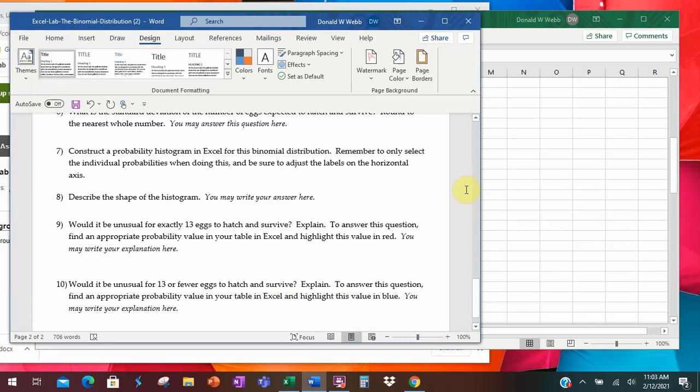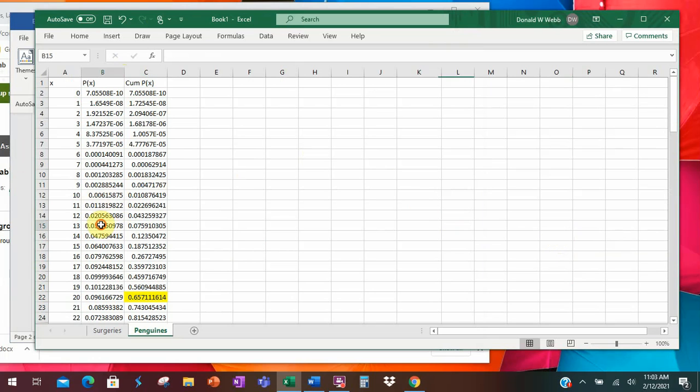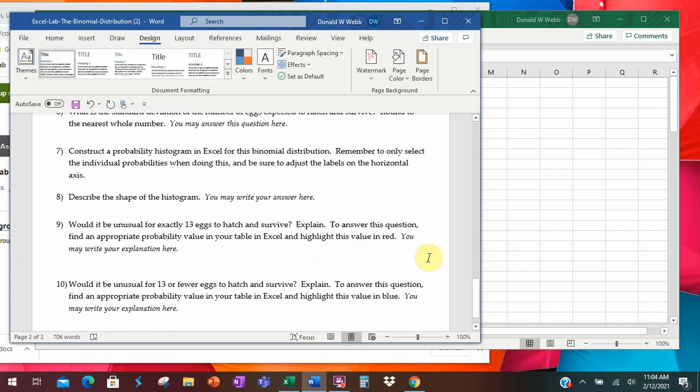And here are some general questions that you're asked based on probabilities. Would it be unusual for exactly 13 eggs to hatch? So if I go back up here, exactly is that number. That's that particular value. And it's given the probability that exactly 13 out of those 100 would hatch would be 0.03265. When we're talking usual and unusual, we're using the 0.05 as our checkpoint. This is less than 0.05, so this would be unusual. Okay, 0.05 or more would be usual.